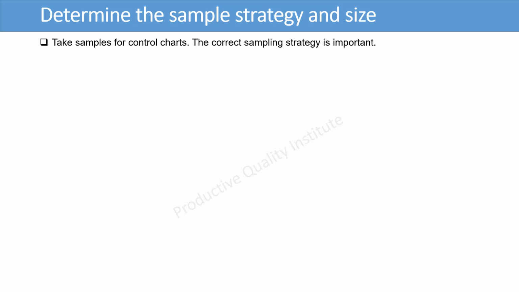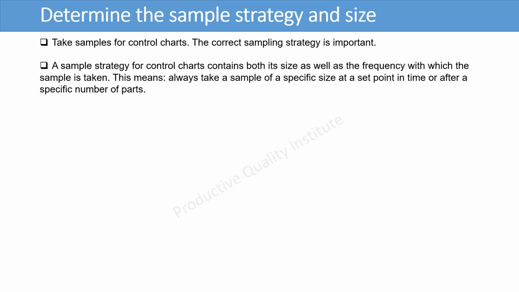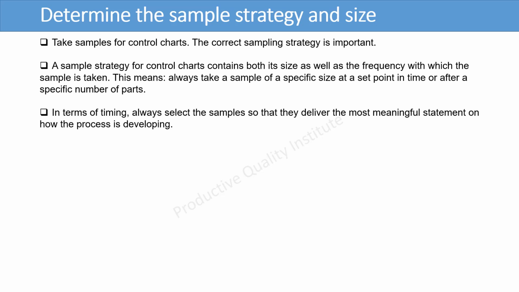Take samples for control charts. The correct sampling strategy is important. A sample strategy for control charts contains both its size as well as the frequency with which the sample is taken. This means always take a sample of a specific size at a set point in time or after a specific number of parts. In terms of timing, always select the samples so that they deliver the most meaningful statement on how the process is developing.